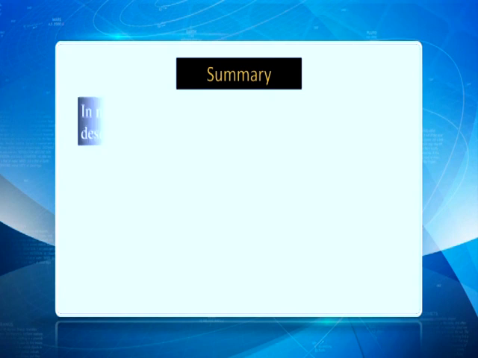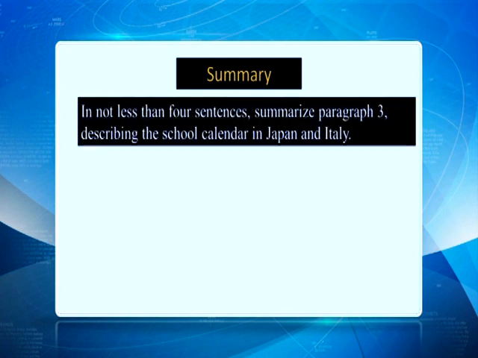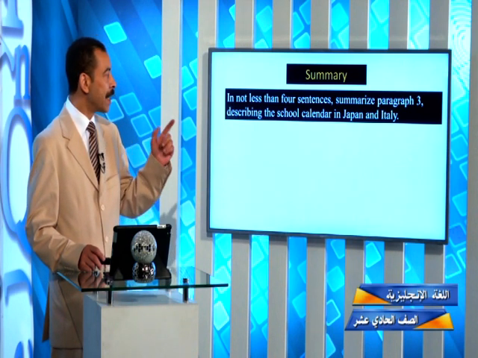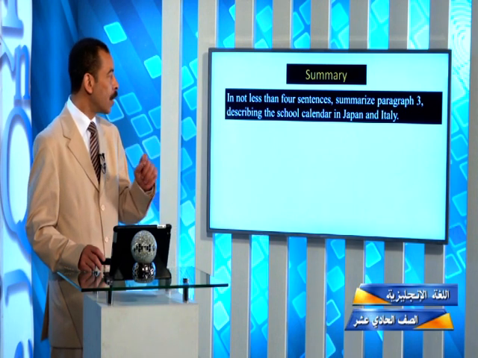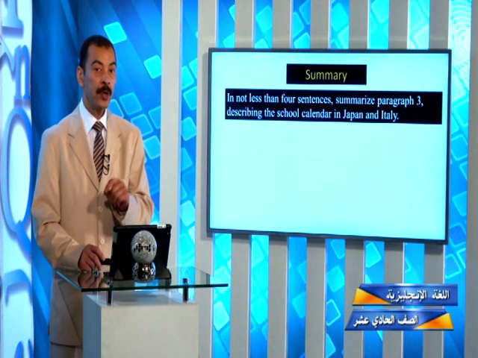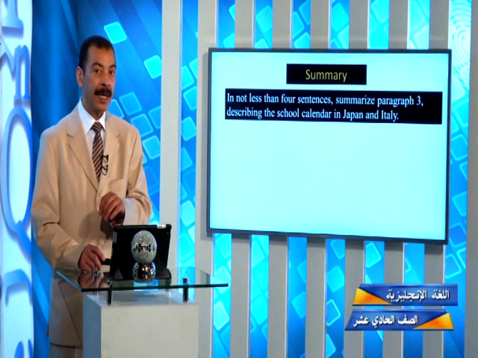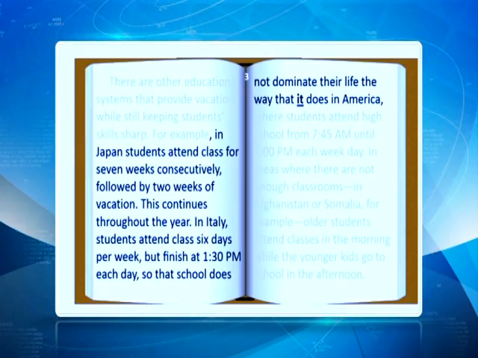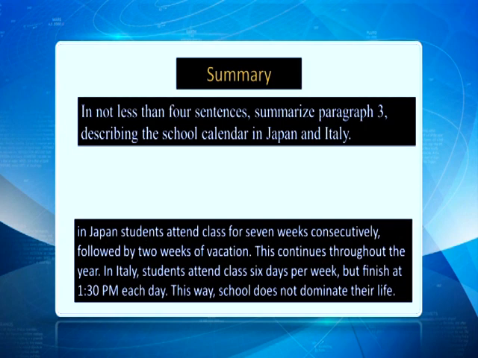And now we move to summary, where you have to summarize a specific paragraph. It is paragraph 3. In not less than 4 sentences, summarize paragraph 3, but describing the school calendar in Japan and Italy. You need to describe the school calendar in Japan and Italy as described in paragraph 3. So you go to paragraph 3 and you find the information which talks about Japan and Italy, which is here highlighted. And you should write something like, in Japan, students attend class for 7 weeks consecutively, followed by 2 weeks of vacation. This continues throughout the year.